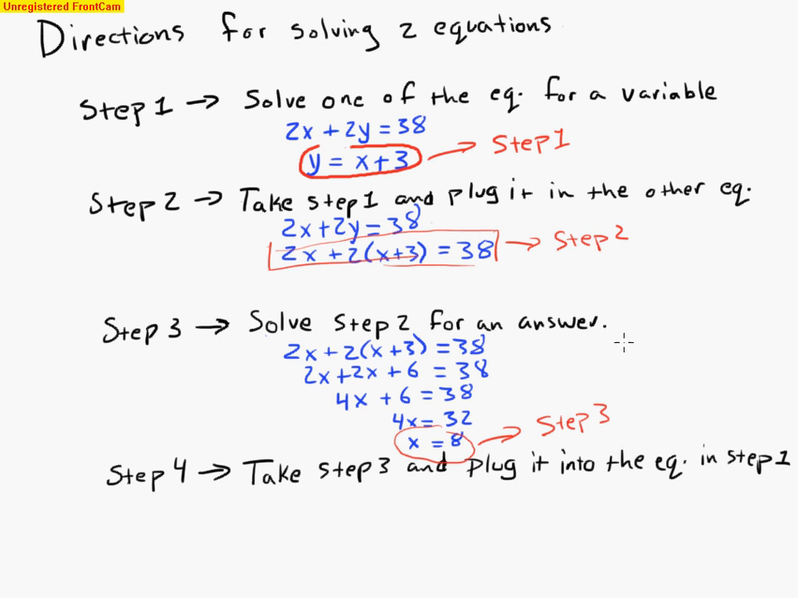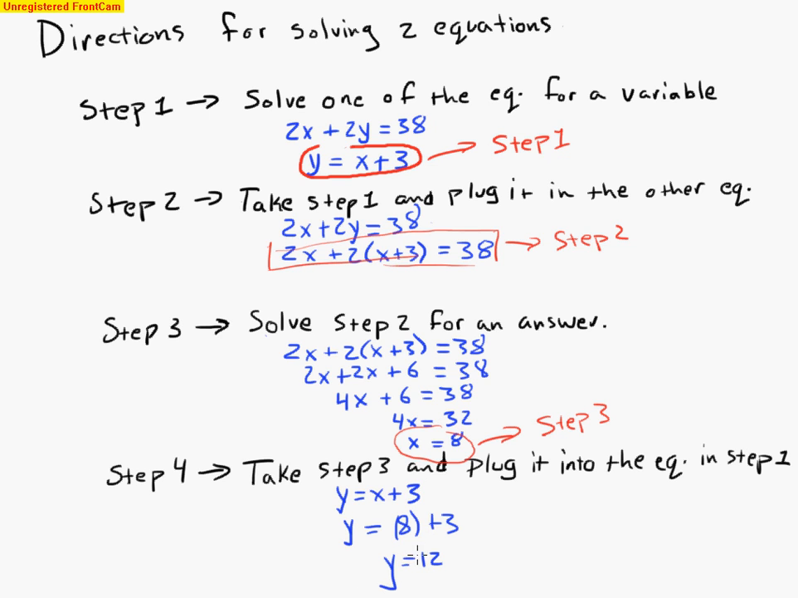Step number 4. Take 3, this guy, and plug it into the equation step 1. Step 1, boom, that guy. So I'm going to take step 1, y equals x plus 3. And instead of x, I'm going to put an 8. So now I'm going to have y equals 8 plus 3. And that is 11.